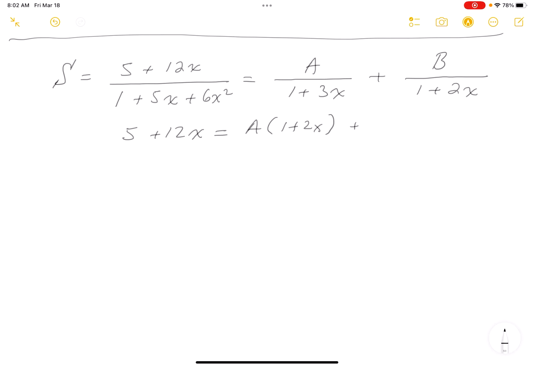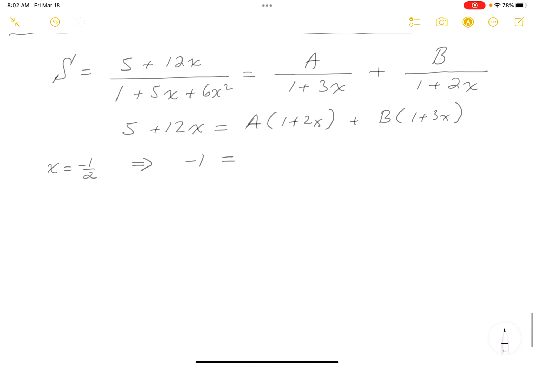And then what do you get? You get plus b, 1 plus 3x. So I'm going to pick a nice easy x for me, and I'm going to pick x to be minus 1/2. And what would you get there? You would get 5 minus 6, which is minus 1. 1 plus, 2 times minus 1/2 is minus 1, that's 0.